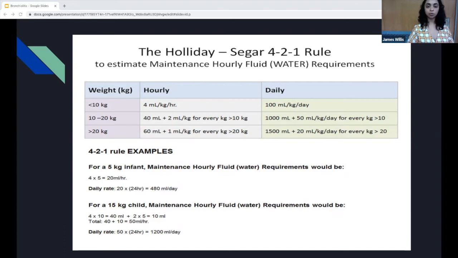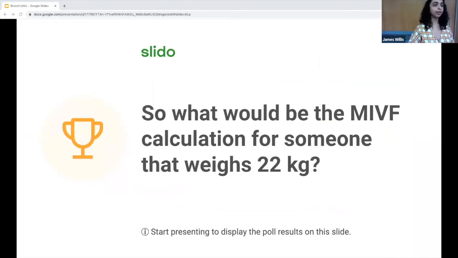So let's do a quick calculation. What would the maintenance fluids be, and I know a lot of you guys have PD stat, but this is a really good thing to learn for pediatrics because we often ask you these questions in the ER, and we're like, what would be the maintenance fluid calculation for someone that weighs 22 kilos per hour? So not for 24 hours, per hour, mLs per hour. So if we did the 4-2-1 rule. Don't use MD Calc and don't use PD stat.